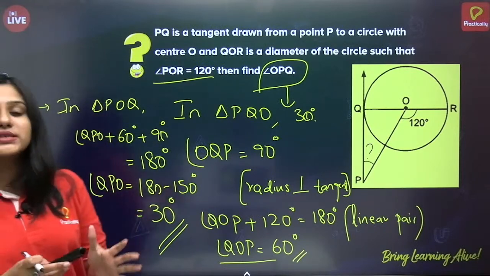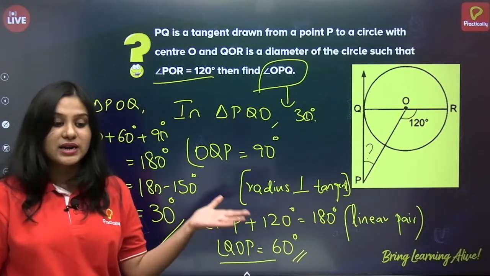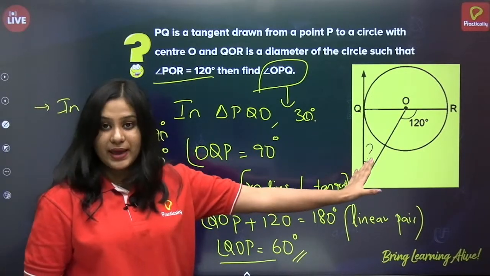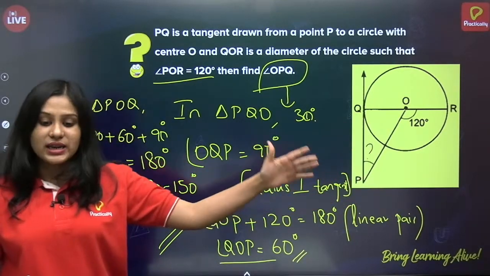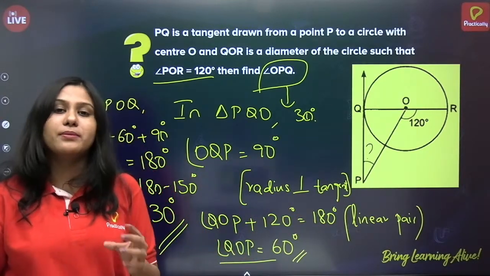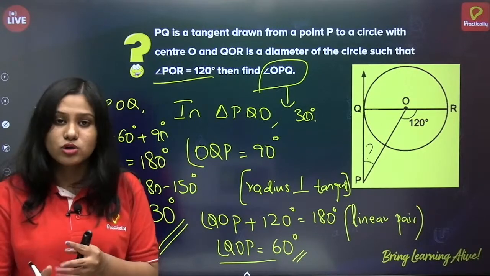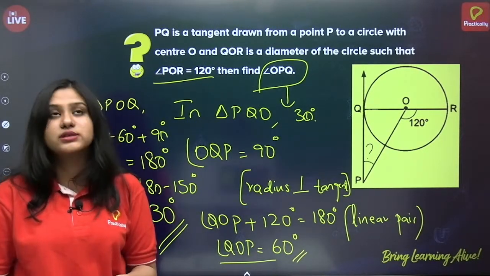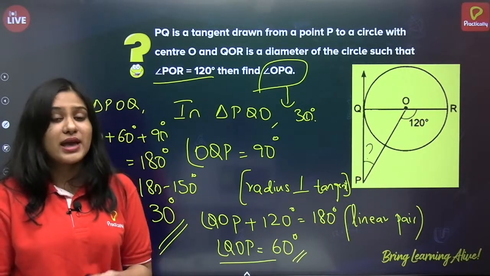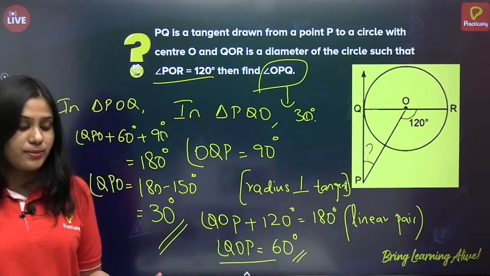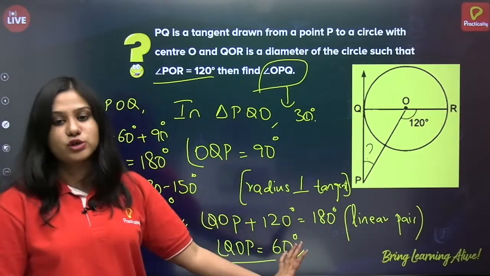So what concept did we apply here? We applied theorem 1 which we have studied, and also the concept of linear pair. So if you see any question from the geometry part, you have to remember a few basic concepts of parallel lines, linear pair, vertically opposite angles, and exterior angle. If you remember the basic concepts of geometry, you'll easily be able to solve the questions.